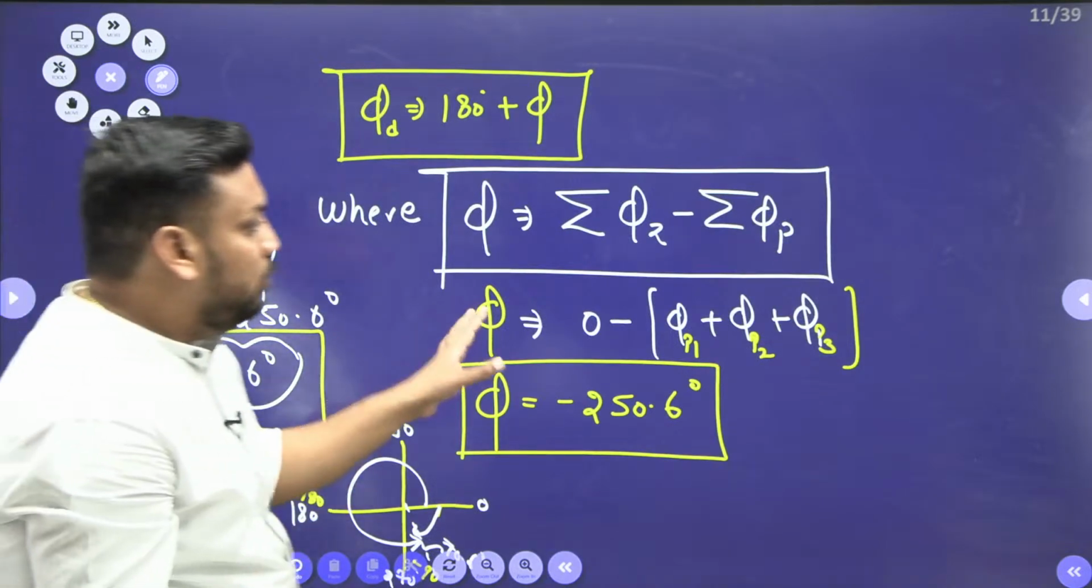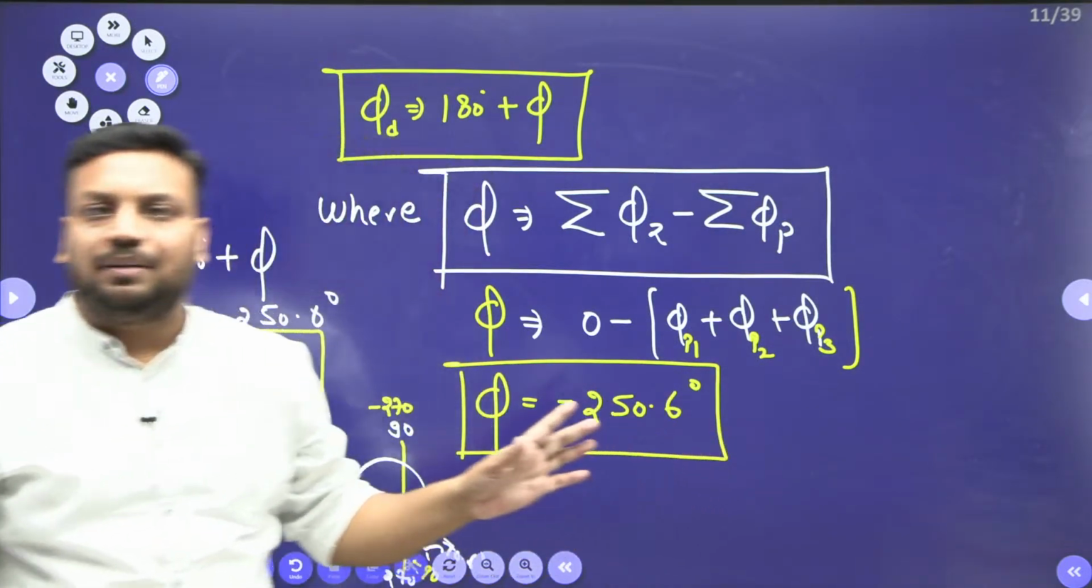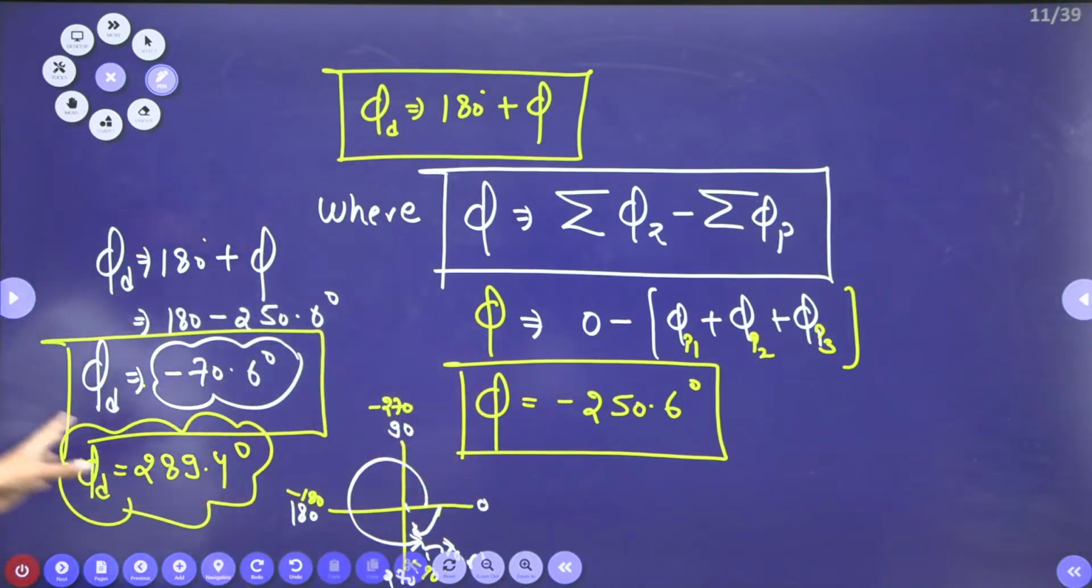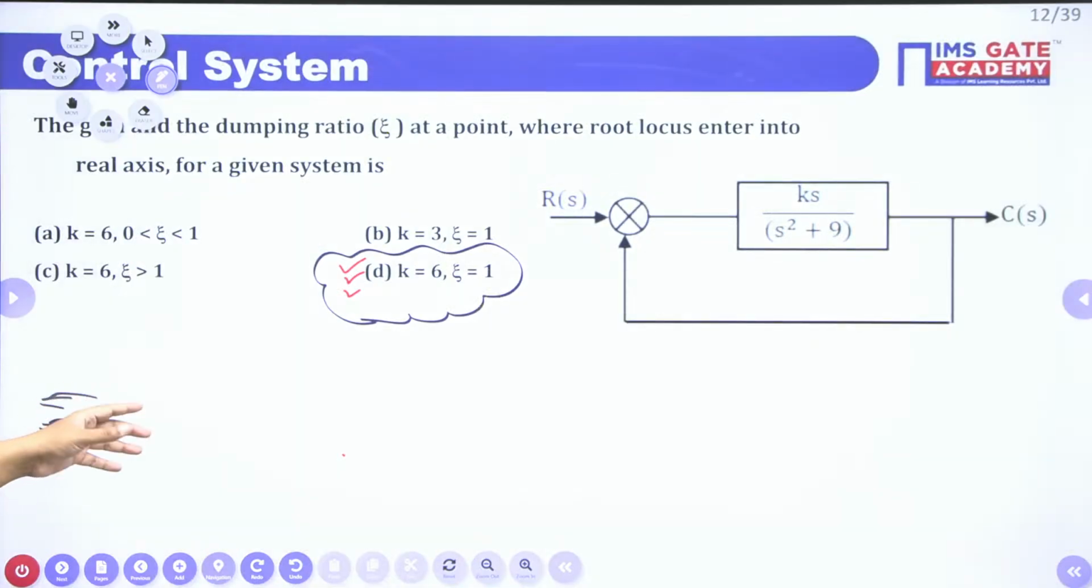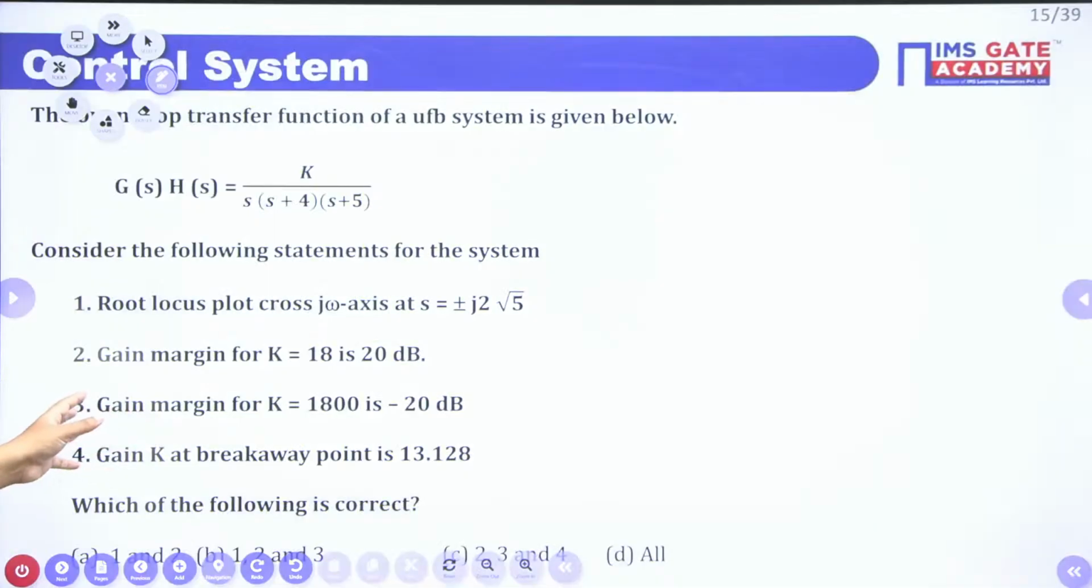I think this blue background is also perfectly visible now. I think white and blue both are perfectly visible. Okay.